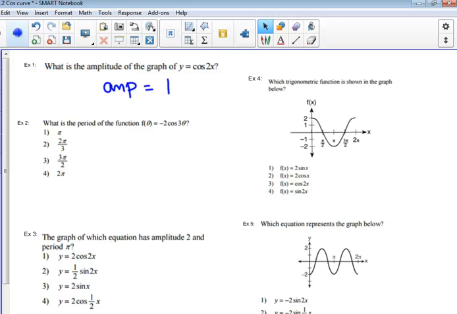Theta, guys, is like an X. Think about theta like that. So 2 pi over 3. Your choice 2? Yeah.